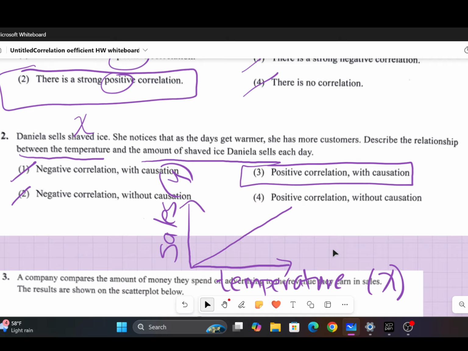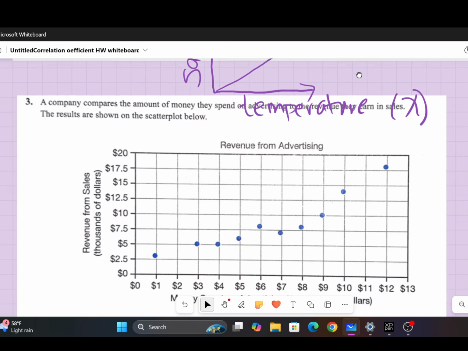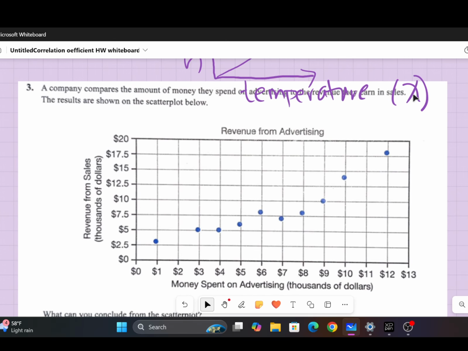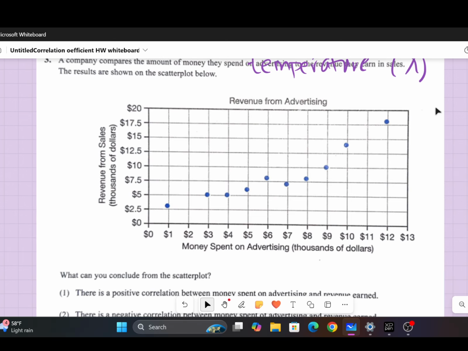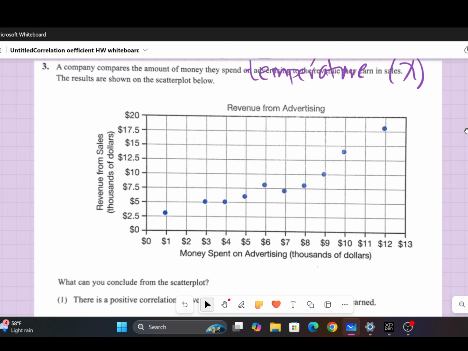All right, you guys, I hope that is a good start to the homework for you. I'll go ahead and read question 3, and then I'm going to close out my video. I want you to continue the homework. Question number 3 says a company compares the amount of money they spend.